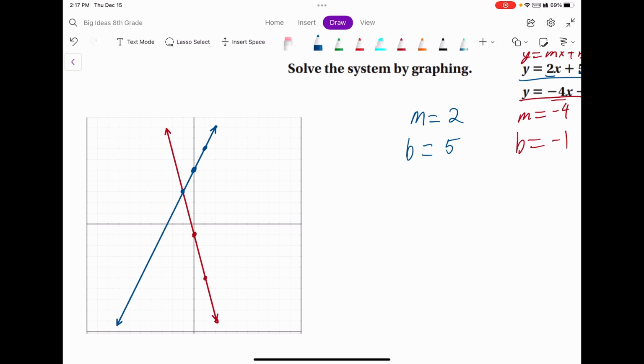This is why I have you graph these equations and draw the entire line, because when you're looking for an intersection point like this, you really need to be careful, okay? So our solution point is right here. This intersection point is on the point -1, 3. And that's the answer we're looking for today.